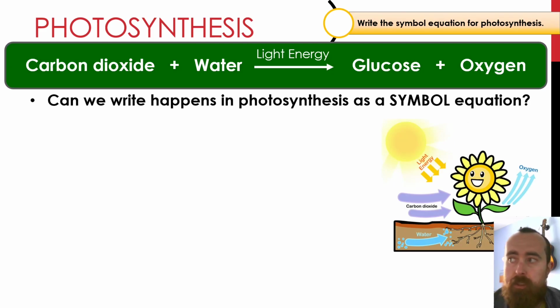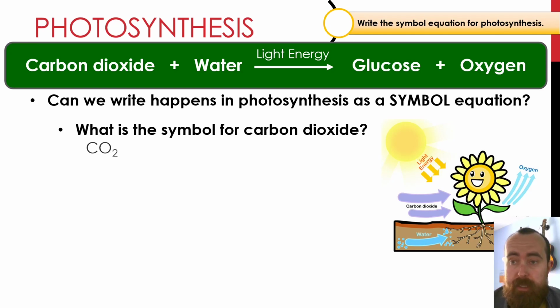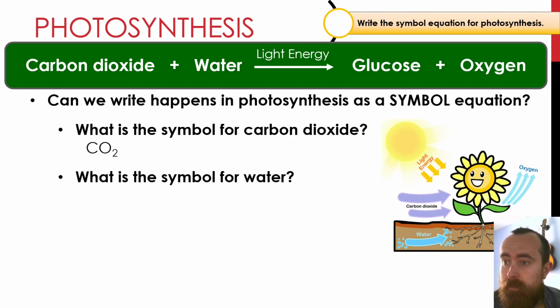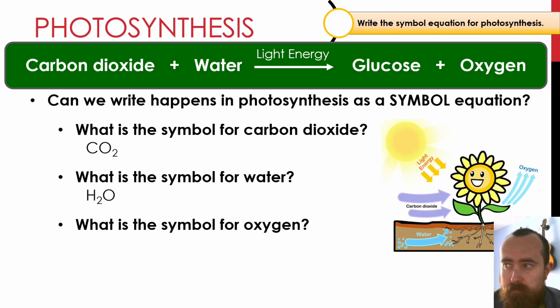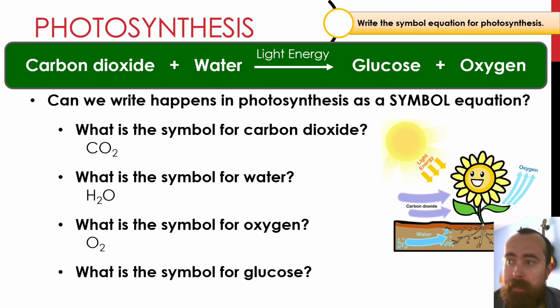But we also want to be able to do this as a symbol equation, so not just as a word equation. We first of all need to know what the symbols are for these various things. Carbon dioxide, CO2. Symbol for water, H2O. Symbol for oxygen, skipping glucose for now, O2. And the symbol for glucose, this is one that you may not know. The symbol for glucose is C6H12O6.